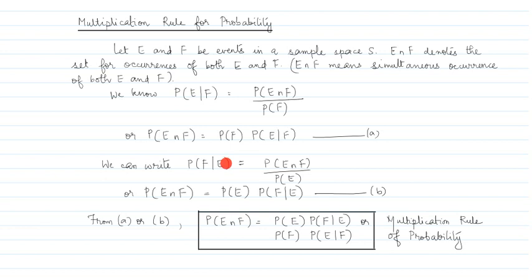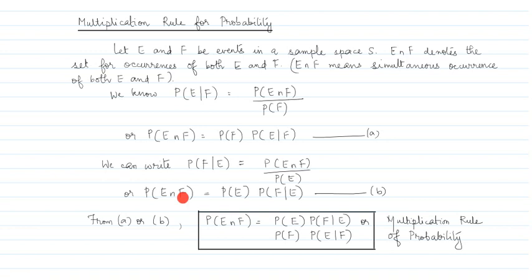So that relation would be pretty much the same, except for the fact that in the denominator you will have P of E, because you are given that E has occurred, and out of that how many events favor occurrence of F also. That is what you are looking at. So your relation for conditional probability of F given that E has occurred is like this, and from here you can write another relation for P of E intersection F.